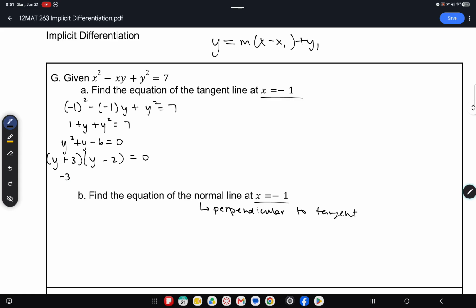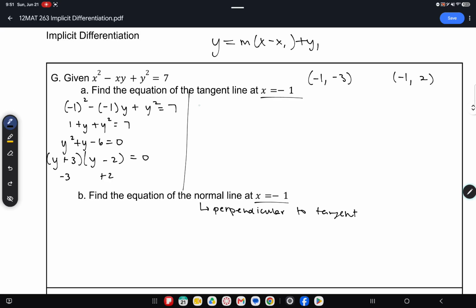Which would give me -3 and +2. So it means I have 2 points. One point is (-1, -3), and the other point is (-1, 2). So it means I'm going to have 2 lines for each. Okay, let's find the derivative.